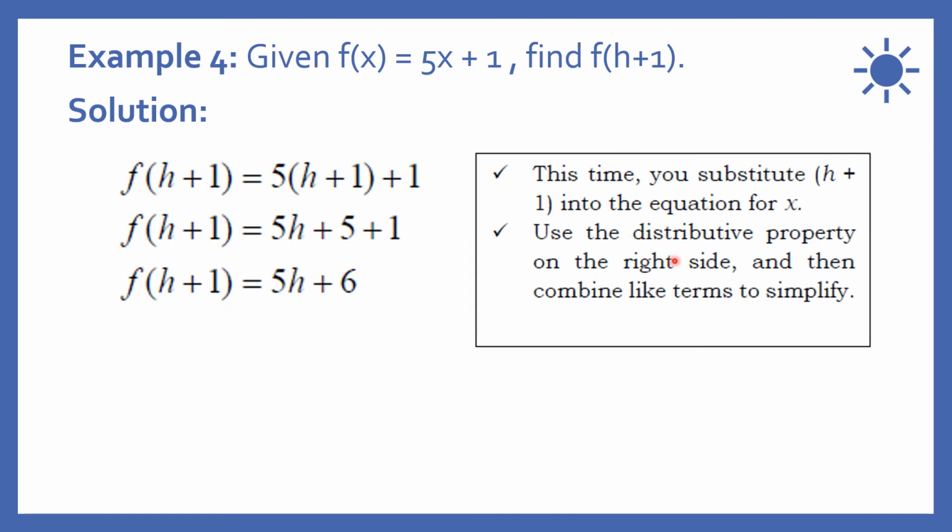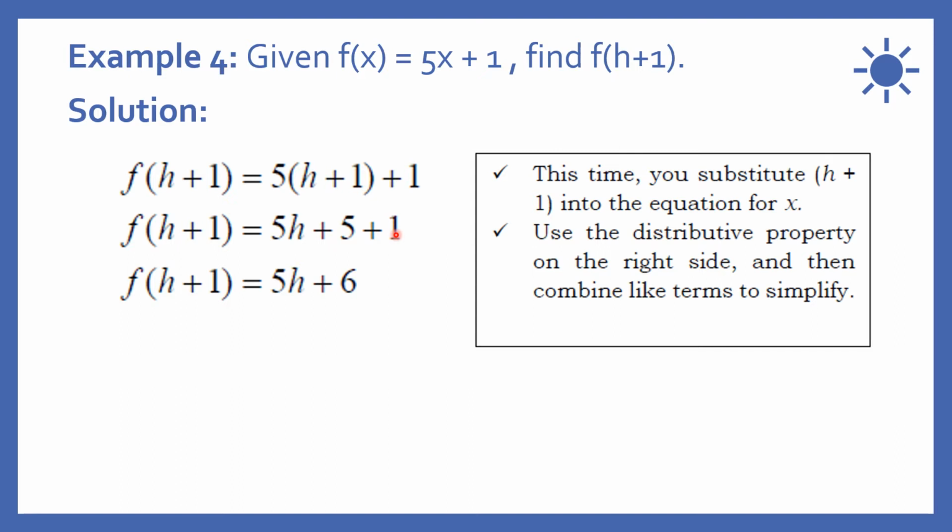Use the distributive property on the right side and then combine like terms to simplify. So, solution natin, f of h plus 1 equals 5. Yung x ay papalitan natin ng h plus 1, bring down natin yung plus 1. Okay? Using distributive property, so i-distribute natin yung 5 sa h at saka sa 1. So, 5 times h is 5h. 5 times 1 is 5. Kaya 5h plus 5. Bring down yung 1.